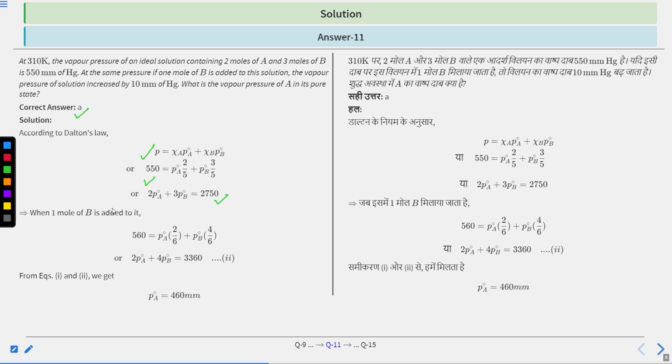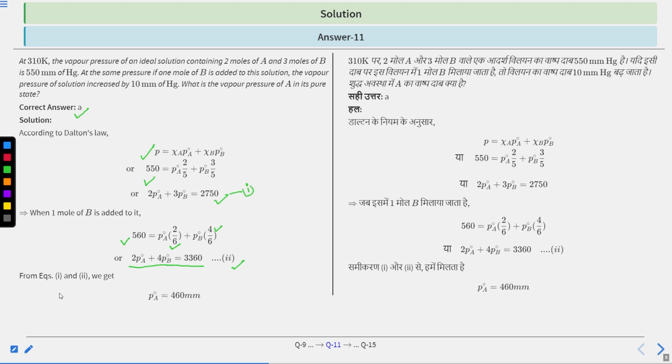So when 1 mole of B is added, as it is given in the question that finally we add 1 mole of B to the solution, the pressure will increase by 10 mm of Hg. So 550 will become 560. So 560 equals PA naught into 2 by 6 plus PB naught into 4 by 6, because the moles of solution will change and the moles of solvent will change. And on solving this, we have 2 PA naught plus 4 PB naught equals 3360. This is our second equation, and the earlier one is our first equation.